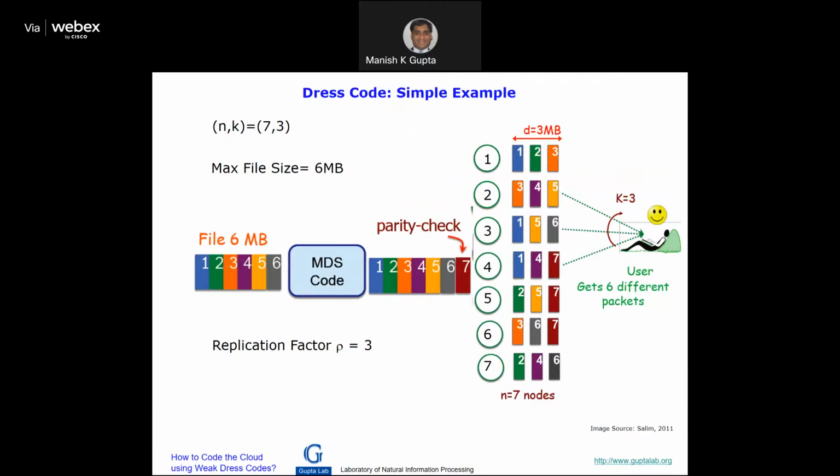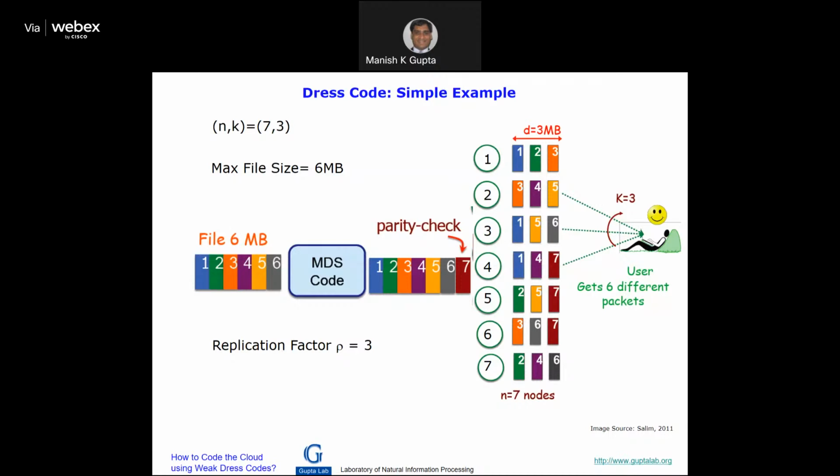So let us take this small example. You have a 6 MB file, 6 packets, 1 MB each. A last packet is added, which is a parity check of all the 6 packets. So now we have 7 packets. How many nodes are there? 7 nodes. And we are distributing them in a smart manner, such that if you contact any 3 nodes here, you will get all the packets.